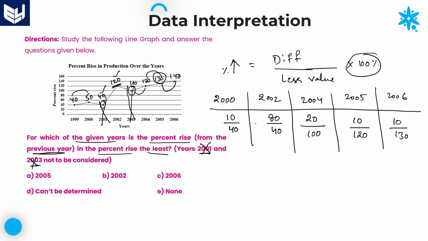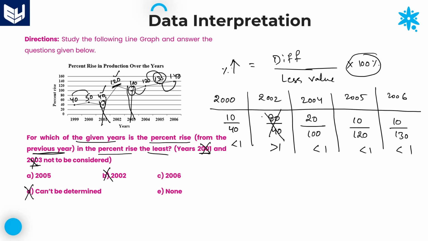Now if you observe carefully, this value is greater than 1, and the remaining values are less than 1. So as we want the least value, directly you can eliminate 2002. If you want the highest value, your answer is 2002. But you want the lowest value, therefore your answer is not 2002. You can eliminate 2002. And cannot be determined is also not your answer. Now your answer is either 2000, 2004, 2005, 2006.